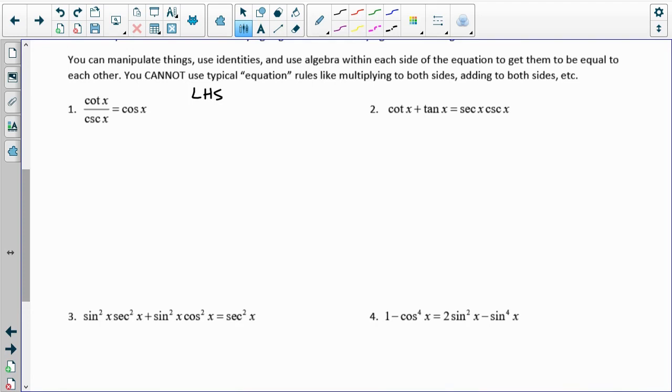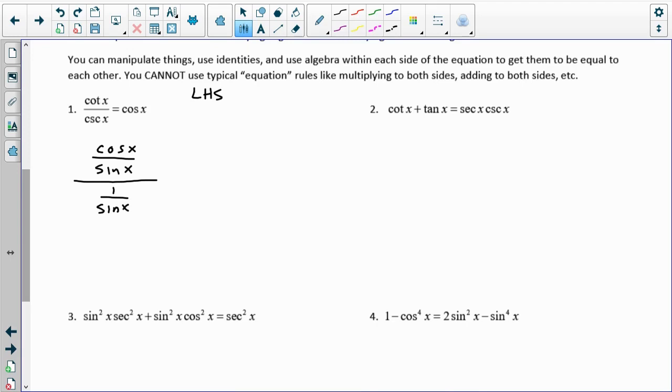So if I'm looking at problem 1, that looks a little confusing. I'm going to work with the left-hand side. What I'm going to do is rewrite everything in terms of sines and cosines. That is one of the tricks that we're going to end up using if we don't know what to do. Just write everything in terms of sine and cosine, and that may give us a chance. So cotangent is cosine x over sine x. And cosecant is the same thing as 1 divided by sine x.